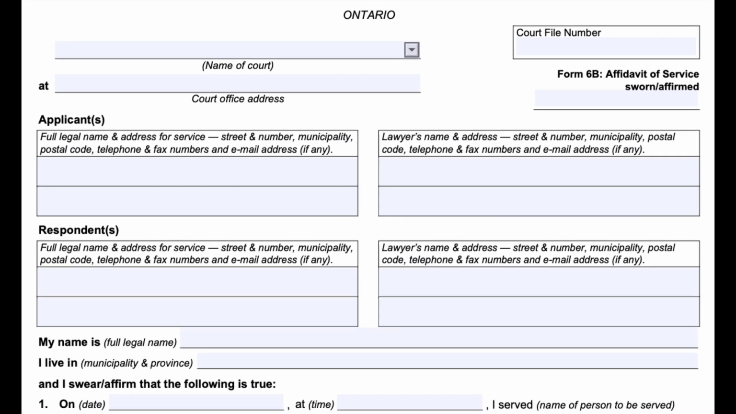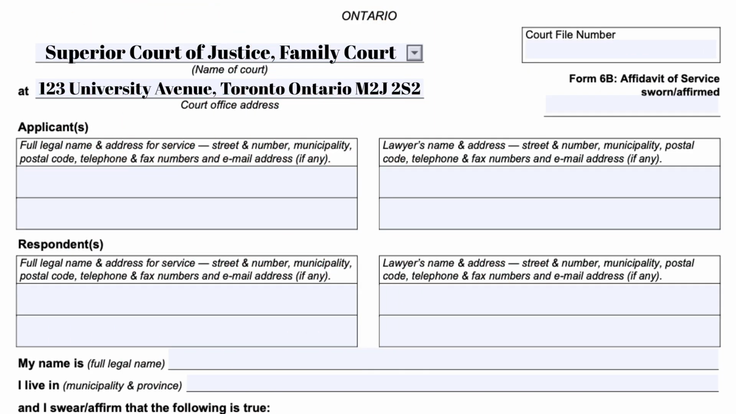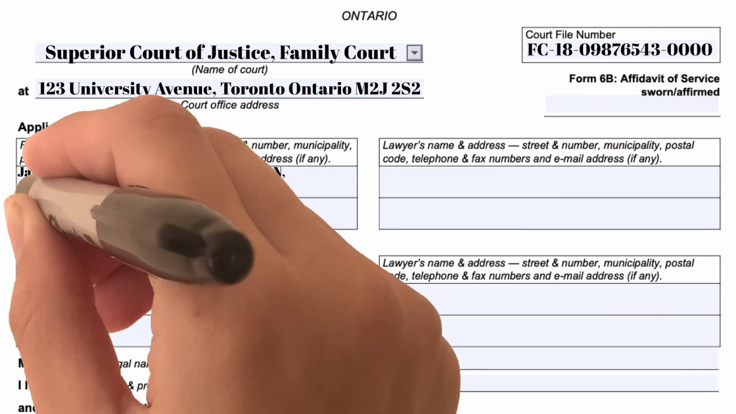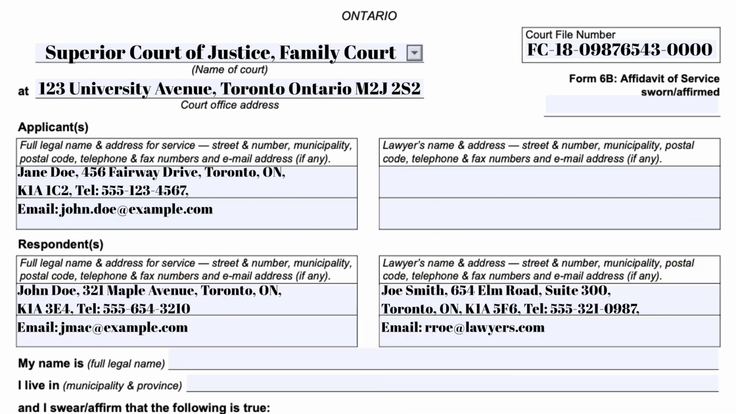To fill out the form, you start with the name and address of the court. Next, your court file number. After that, fill in contact information for the applicant, applicant's lawyer and respondent's lawyer. Next, fill in the name of the person who served the documents.